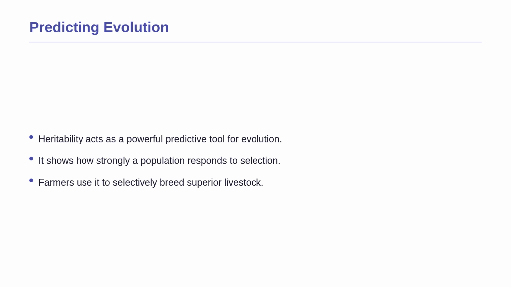Now that we have calculated heritability, what can we actually do with it? Heritability acts as a powerful predictive tool. It shows us exactly how strongly a population will respond to selection pressures over time. If a farmer knows that a trait like plant height or milk production is highly heritable, they can selectively breed only the best individuals, confident that the next generation will inherit those superior traits.